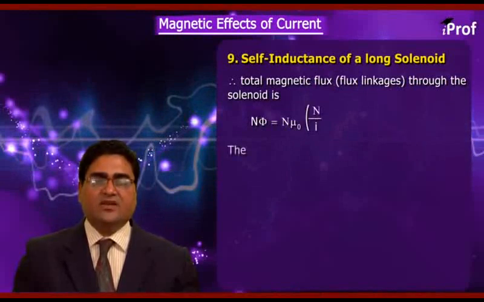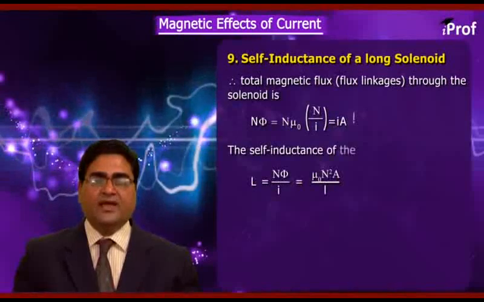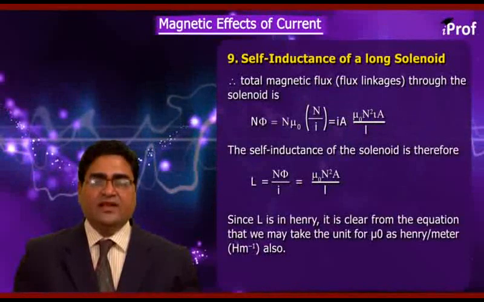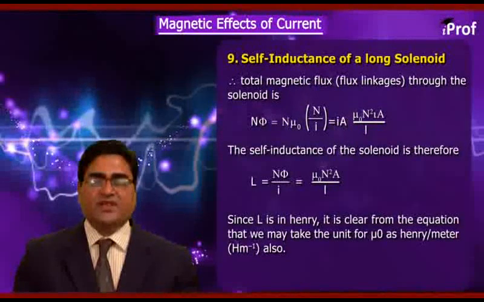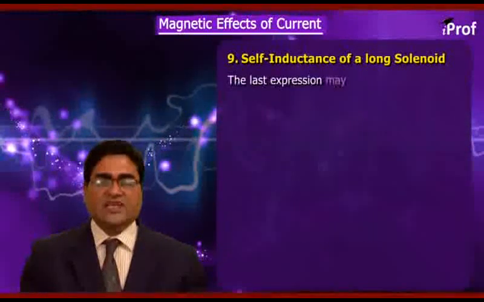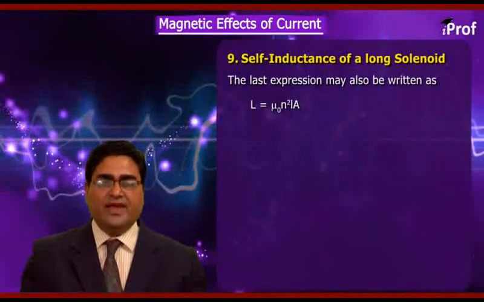The self-inductance of the solenoid is therefore L equal to N phi upon I equal to mu naught N square A upon L. Since L is in Henry, it is clear from this equation that we may take the unit for mu naught as Henry per meter. Also, the last expression may also be written as L equal to mu naught small n square small l A.